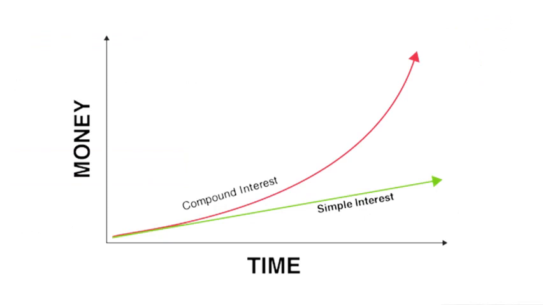So this is what happens as a result. Simple interest is steady over time. The money just increases at the same rate. But compound interest, due to the compounding nature, increases exponentially over time.